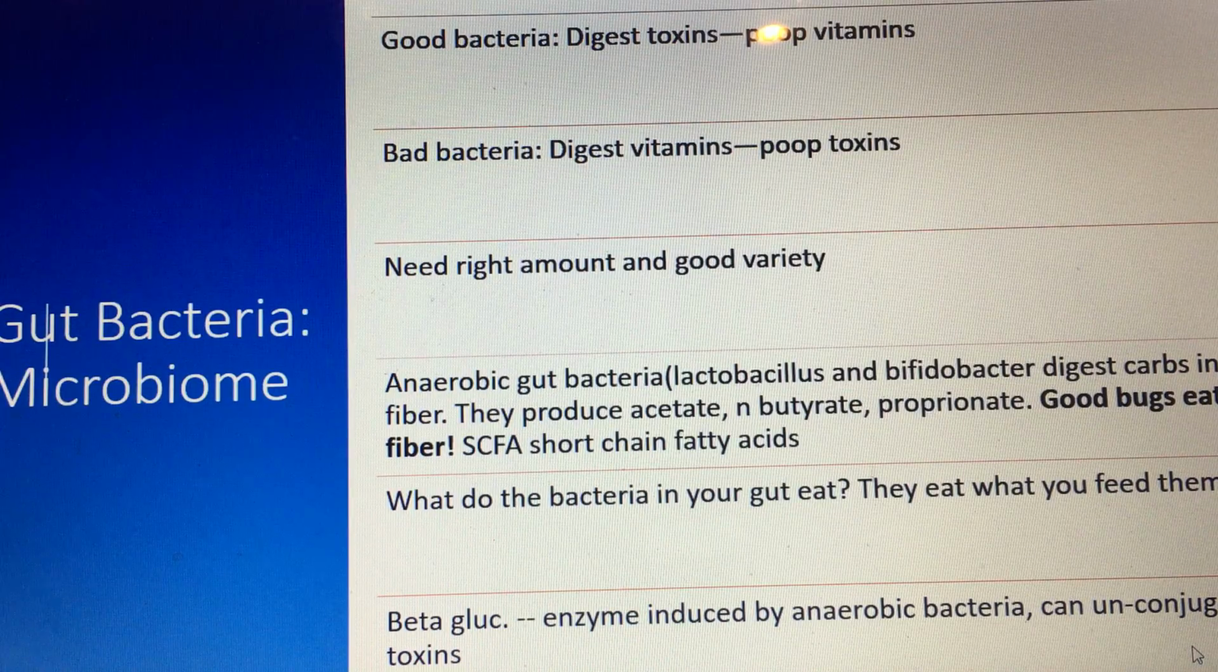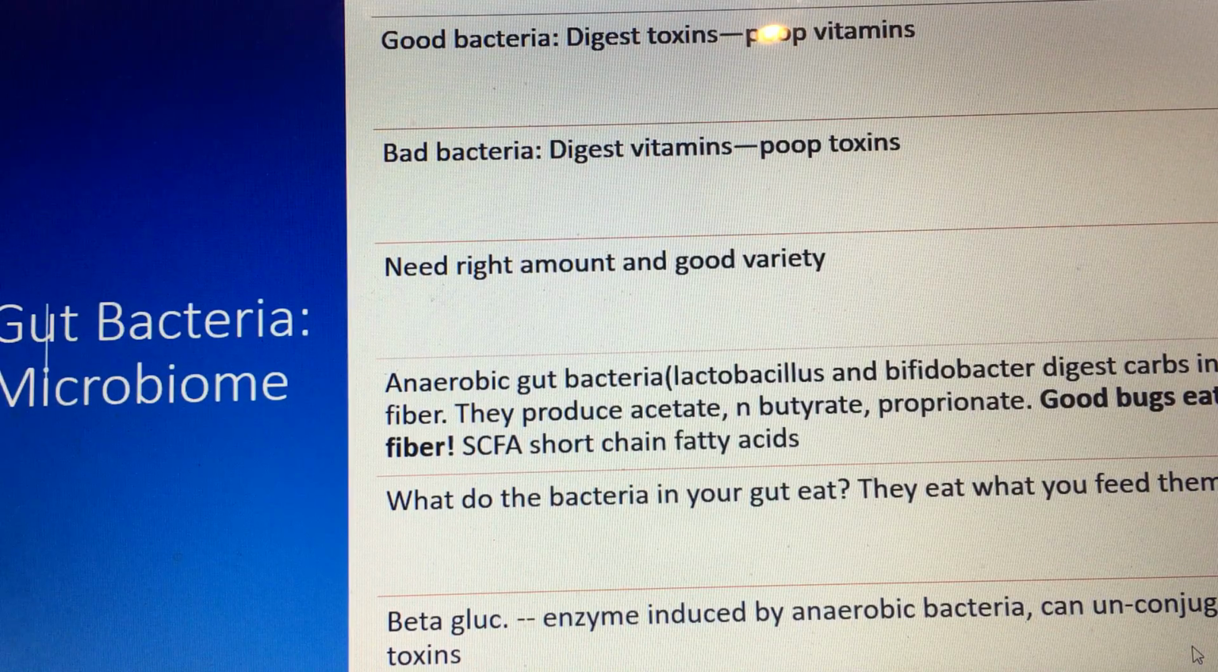Anaerobic bacteria like lactobacillus and bifidobacter digest carbs and fiber. They produce from that acetate and butyrate and propionate, and those are short-chain fatty acids. But the point here is that good bugs eat fiber.